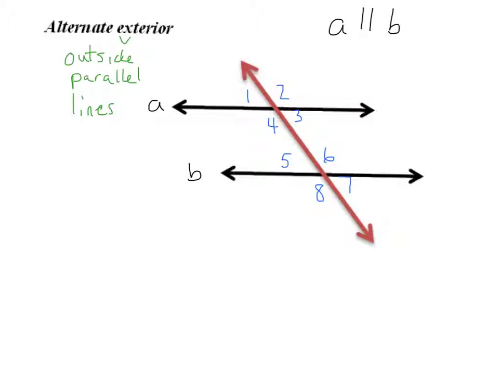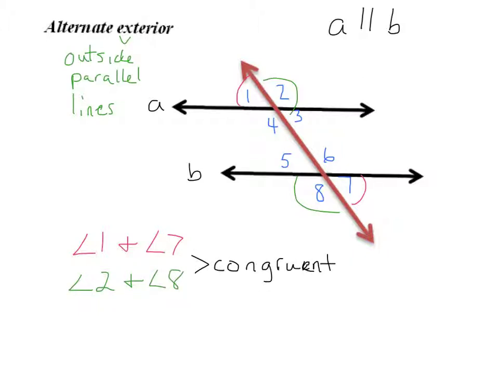My first one would be angle 1 and angle 7. Angle 1 and angle 7. Do you see the other ones? Angle 2 and angle 8. These angles are also congruent. So whatever angle 1 is, that's what angle 7 is, and so on with angle 2 and angle 8.